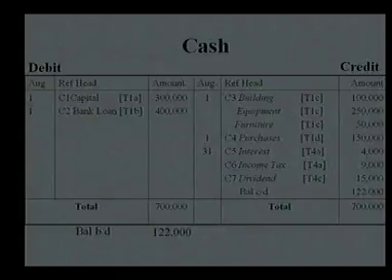Now, cash is an asset. So, what has been achieved through this transaction? There has been an increase in asset. Now, if you see your convention, increase in asset is to be recorded in debit side. So, that is what has been shown here. I have shown two transactions under debit side. One is capital, amount is 300,000, then another one is bank loan, 400,000.